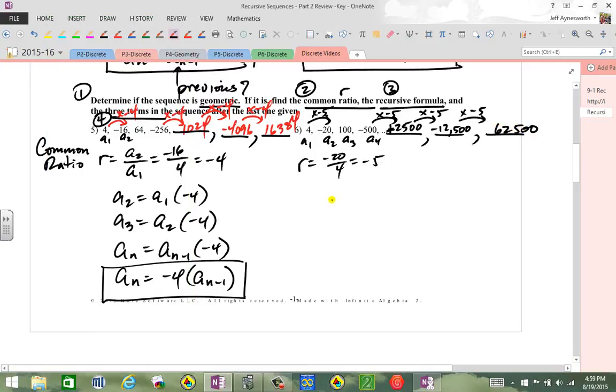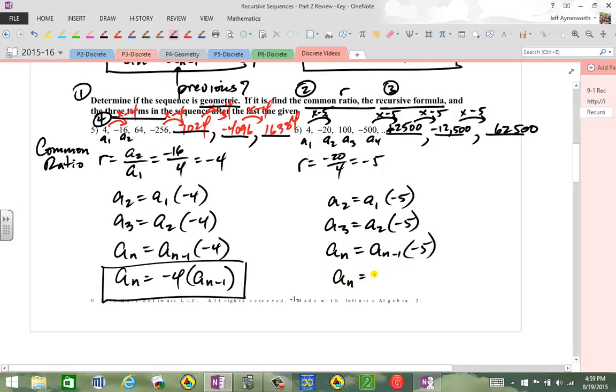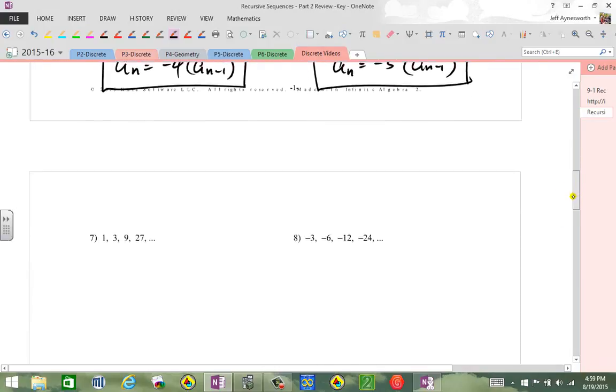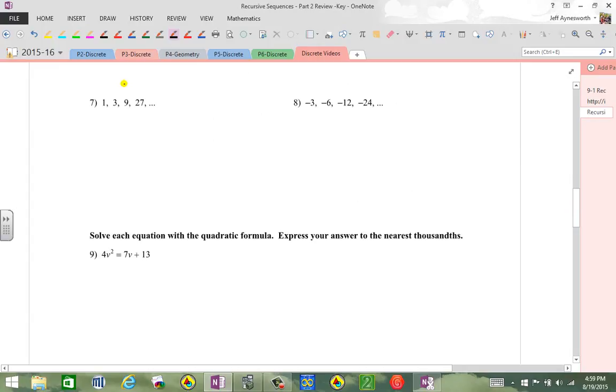So recursively, it looks like this. A2 is equal to A1 times negative 5. A3 is equal to the second one times negative 5. So in general, the nth term is equal to the one before it, a sub n minus 1 times negative 5. Better stated would be this way, negative 5 times a sub n minus 1. You just keep on multiplying by negative 5. That's what happens in geometric sequences. All right, a couple more.